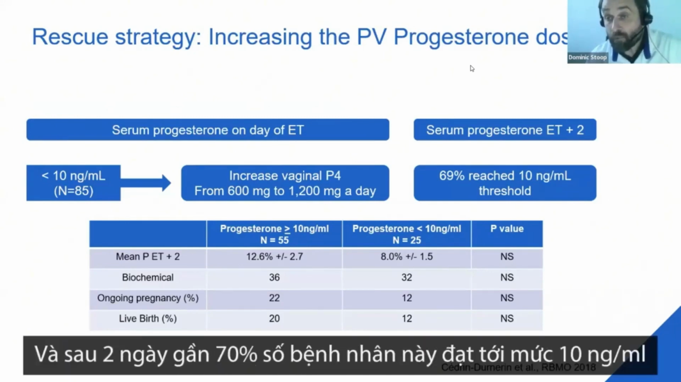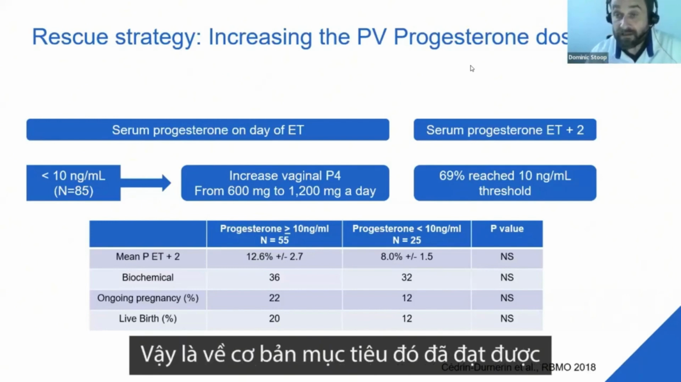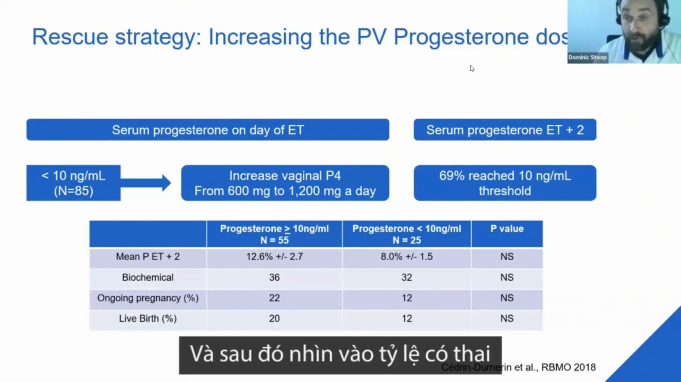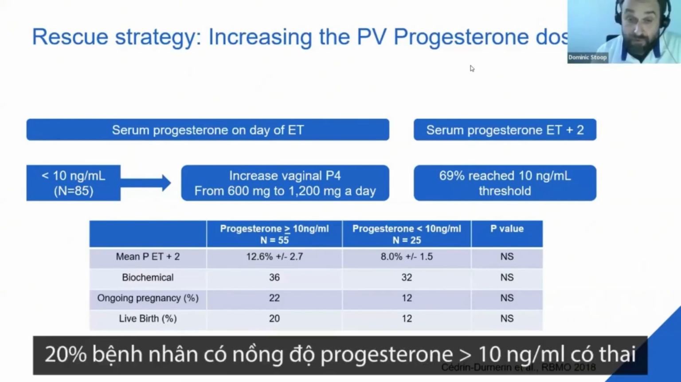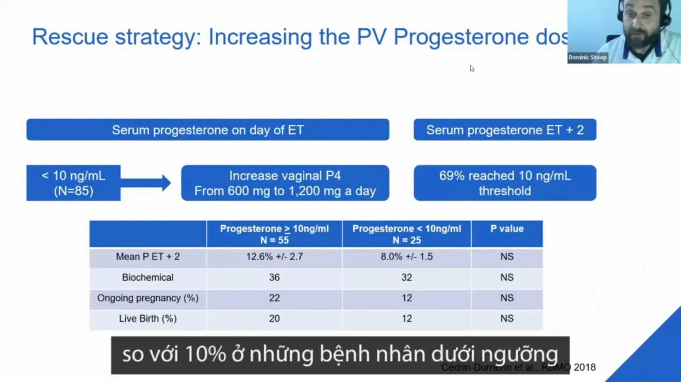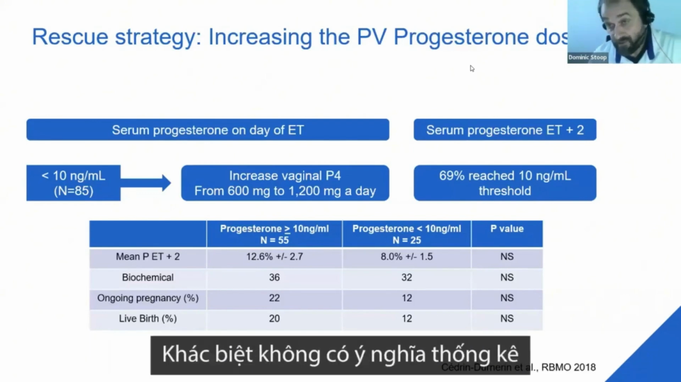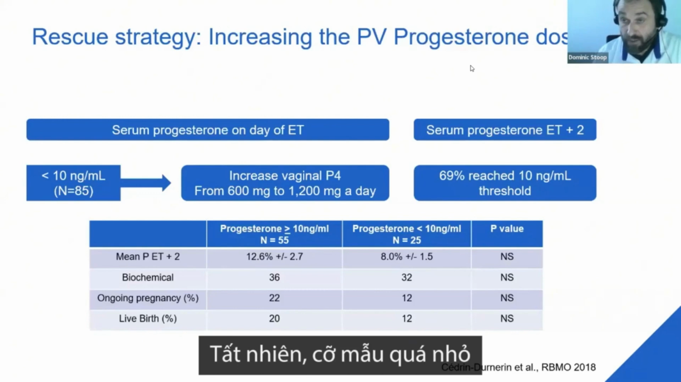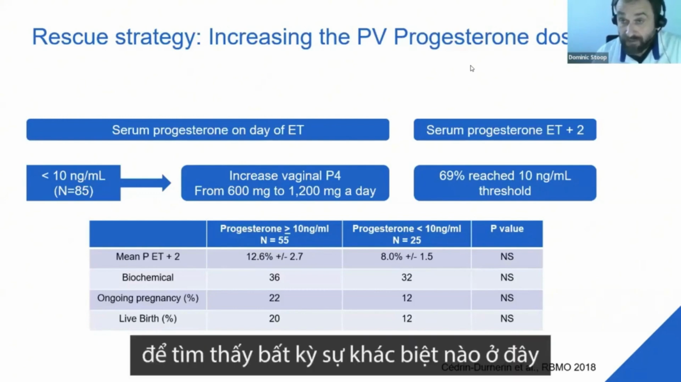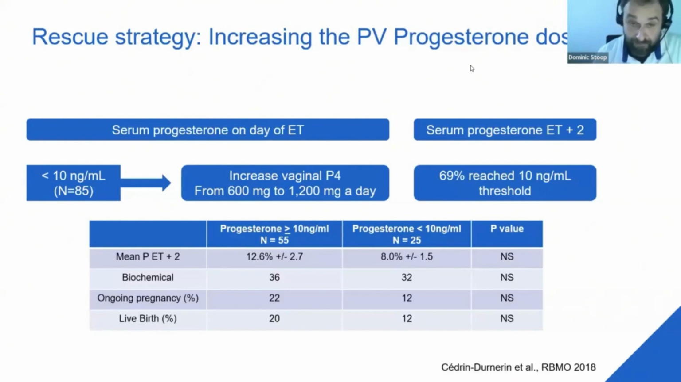And then almost 70% of these patients, 2 days later, actually reached the 10 nanograms/ml. So basically that goal was reached. And then looking at pregnancy rates, you saw 20% pregnant in those above 10, 12 in those below. This was not significant. Of course, sample size was way too small to find any difference here.